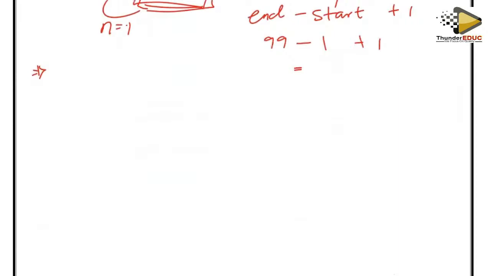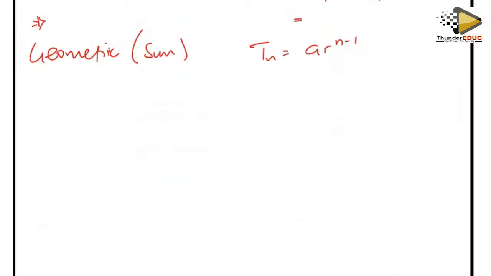Or someone says we should prove the geometric sum. I know it's fine, we can do that. The sum of the geometric progression, how do we do that? Remember, I said the general term is given as a r to the exponent of n minus 1.